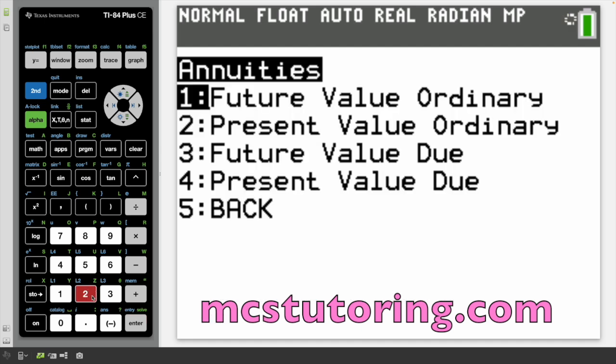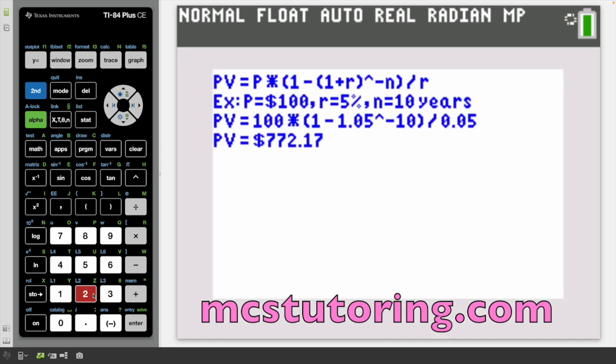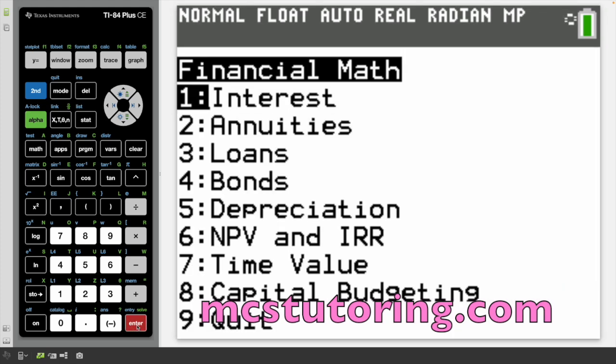Let's go to annuities again, and then present value ordinary. There's our example for present value ordinary. Very similar to the future value ordinary. Similar, but not the same.